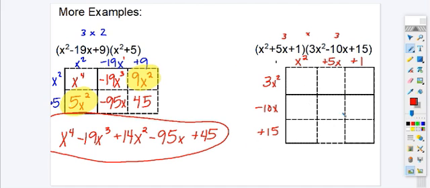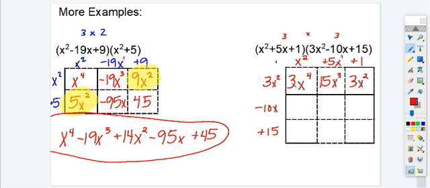Okay, then I'm going to multiply to fill in the boxes. So I'm going to do 3x squared times x squared. So the 3, x squared times x squared becomes 3x to the 4th. 2 plus 2 is 4. 5x times 3x squared, well 5 times 3 is 15. X times x squared is x to the 3rd. Remember, an x by itself is x to the 1st. And then 1 times 3x squared will just be 3x squared.